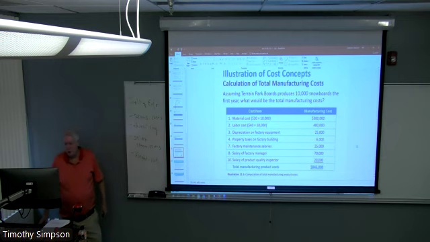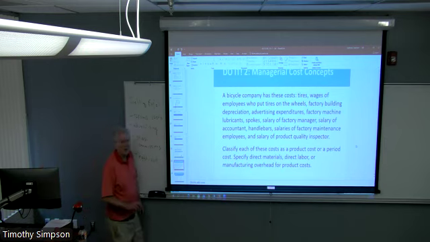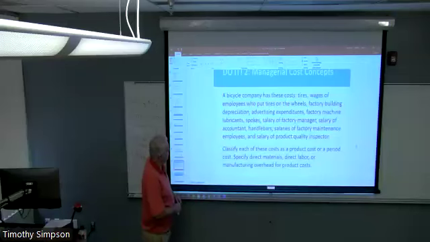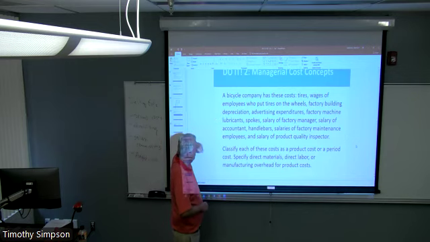So we've got about 5-6 minutes, and let's see here, because the clock on the wall is a little bit fast. But here's another example. A bicycle company has these costs: tires, wages of employees who put the tires on the wheels.